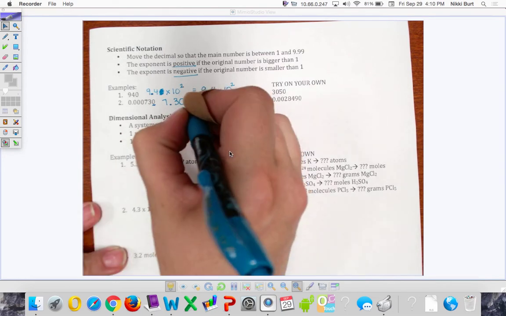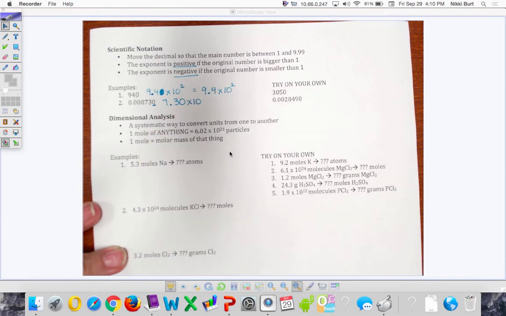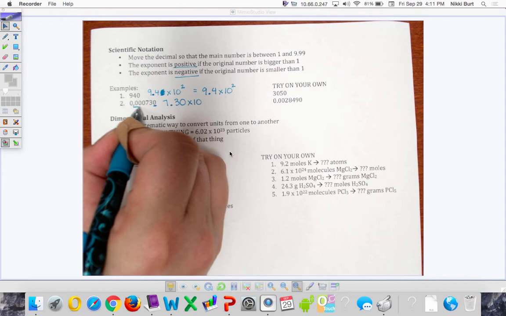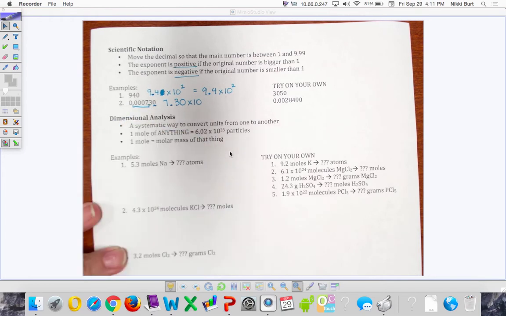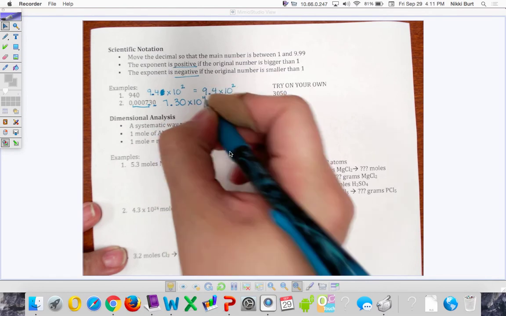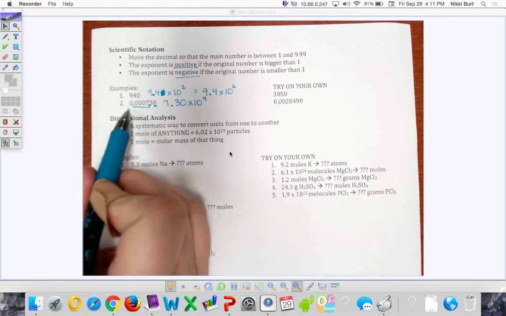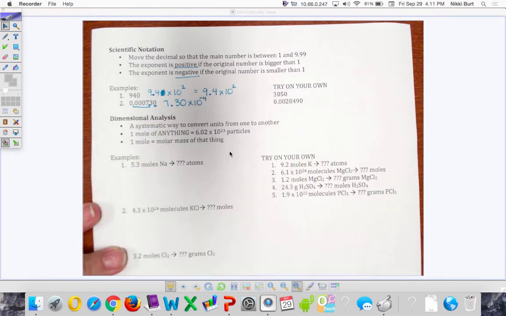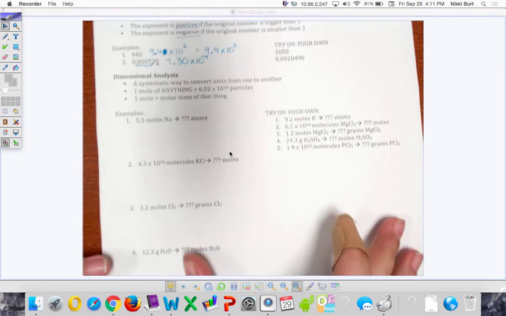So I put 7.30, and then I got to do times 10 to some power. And it's the number of places that that decimal had to move to get into that location, which looks like 4 places. We move that decimal over. But this number originally was less than 1, so this should be a negative exponent. So we got 7.30 times 10 to the negative 4th power.